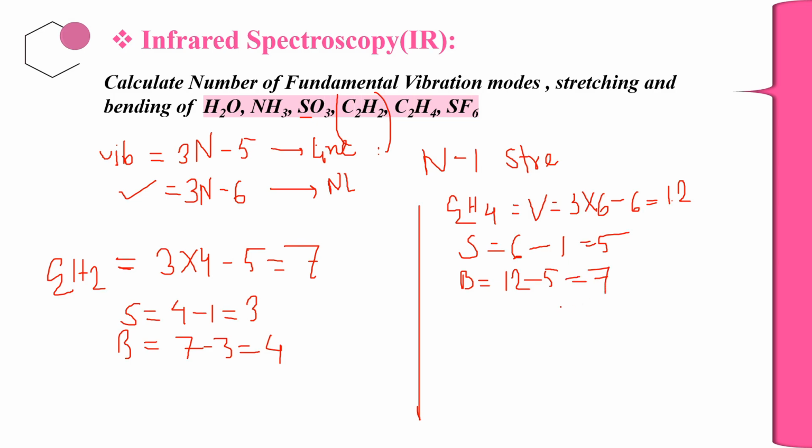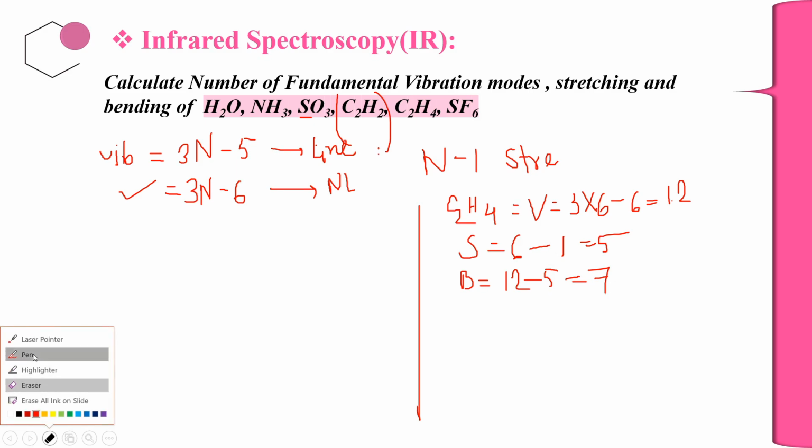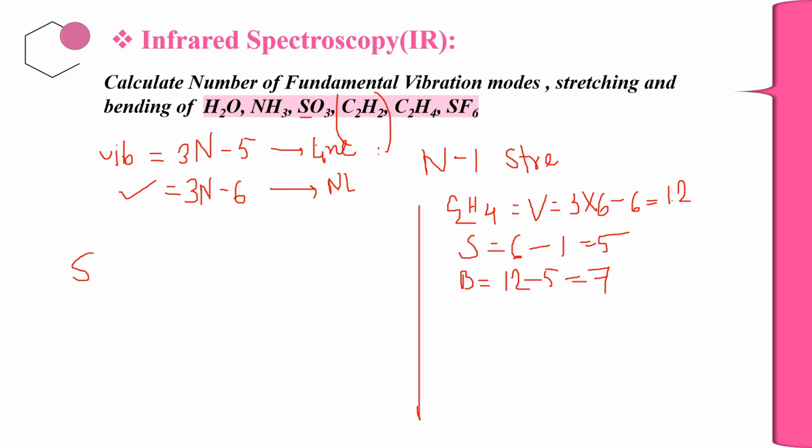So this is for the ethylene molecule, and the last one is SF6. We just quickly do the SF6 molecule. You can try it for any kind of molecule to determine the number of vibrational modes. So let us talk about SF6 here. SF6 has 7 atoms, so N is 7, and SF6 is a non-linear molecule, it has an octahedral structure.